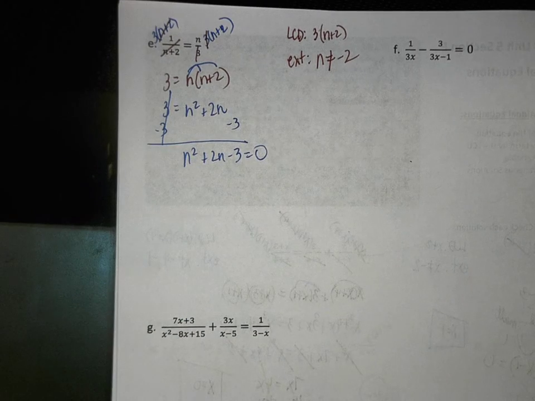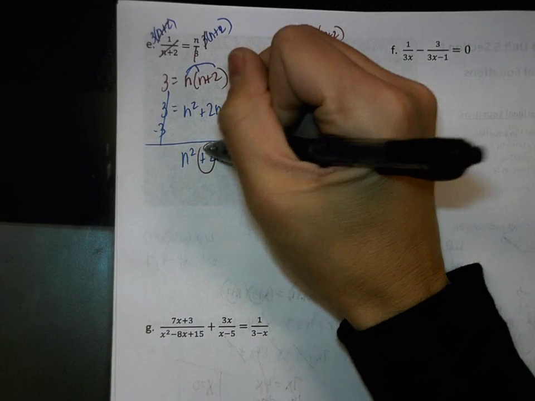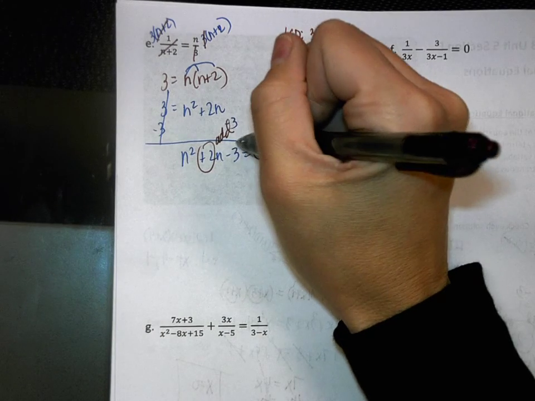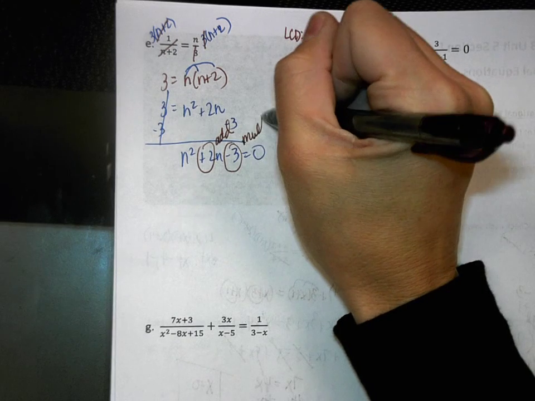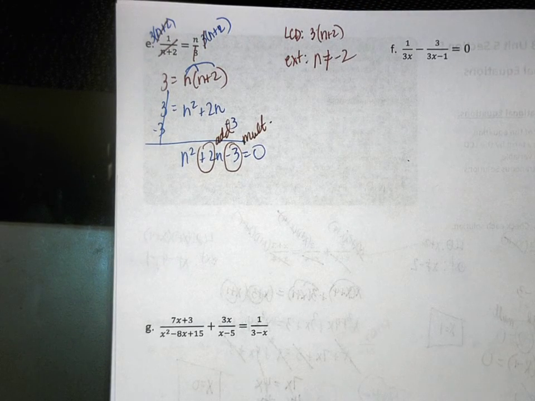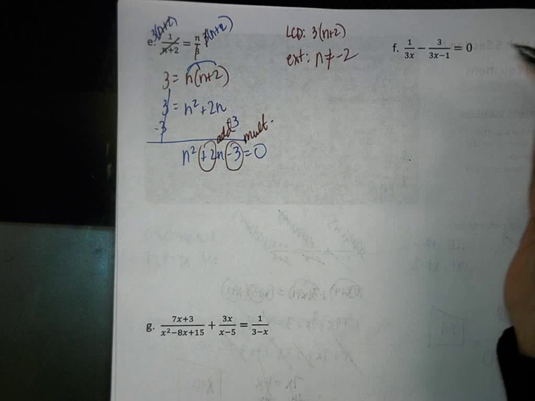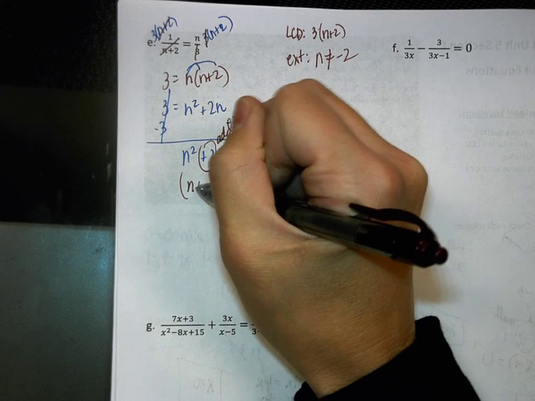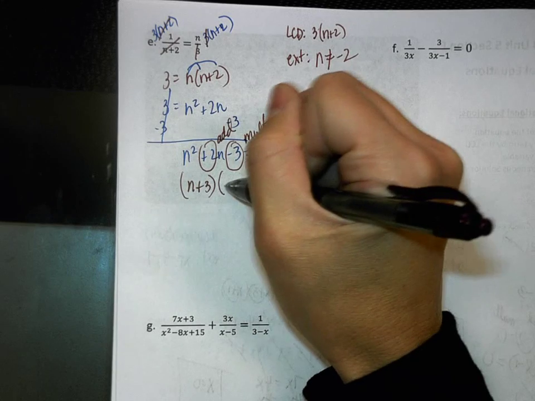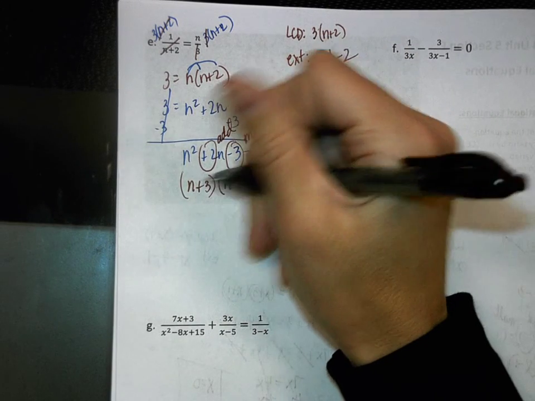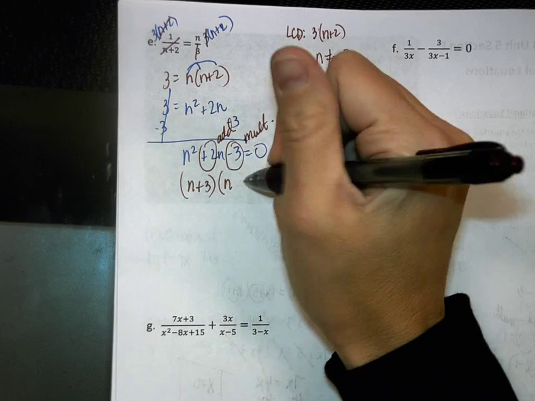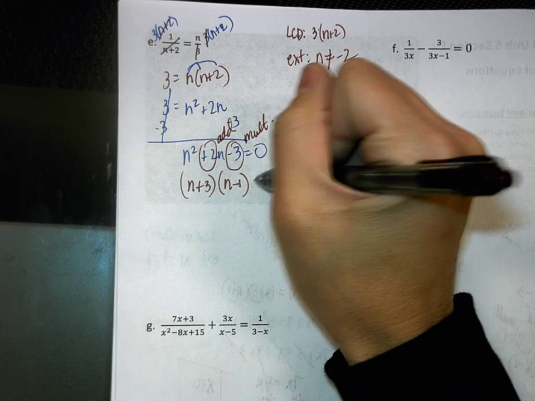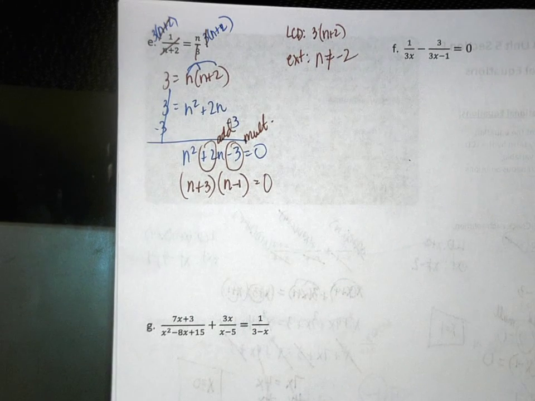So what adds to be 2 and multiplies to be negative 3? 2 and 1. Oh, that's 3 and negative 1. Good. N plus 3. Oh, never mind. You're just doing the wrong number, like the 2 instead of the 3. And n minus 1, so those multiply to be a negative 3 and add to be positive 2.